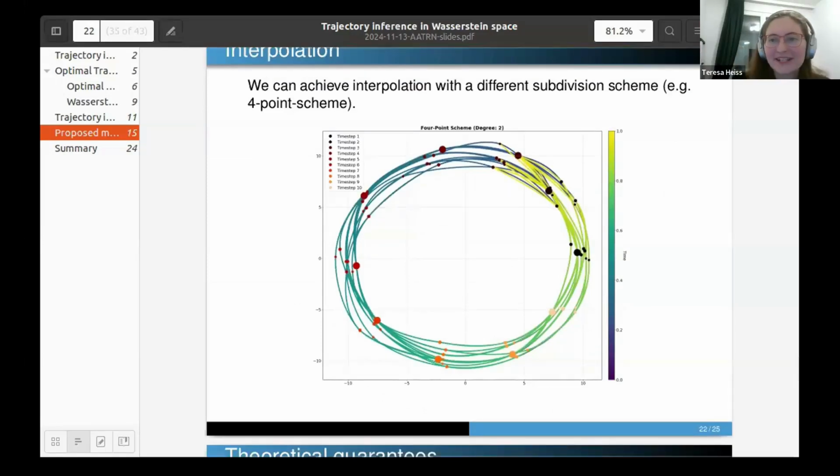I have one while people are still thinking if they can come up with a question. Exactly this picture that you have here on the slides. Through the whole talk, I was wondering why you look at B-splines that don't go through the points themselves. And then you showed this slide where you said you can actually do that. So I was wondering, is there any advantage of the approach that you showed before where you don't interpolate through the points compared to this approach with the 4-point scheme?